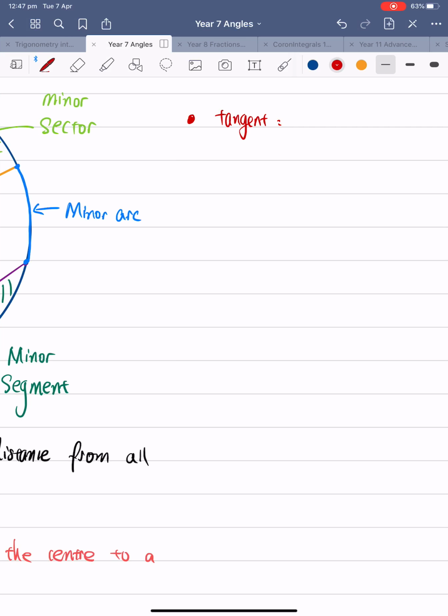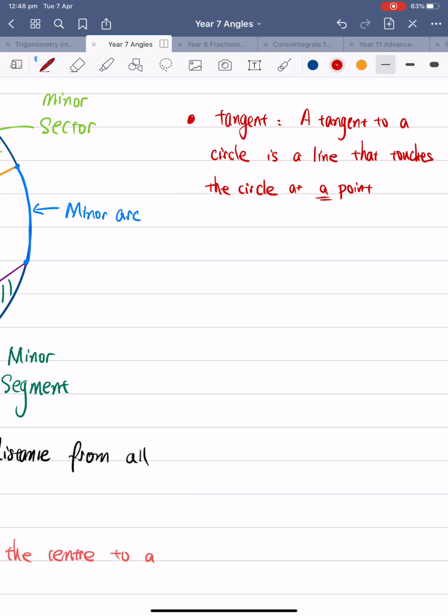A tangent to a circle is a line that touches the circle at only one point. And remember, only one point. And it is 90 degrees, or perpendicular, to the radius.